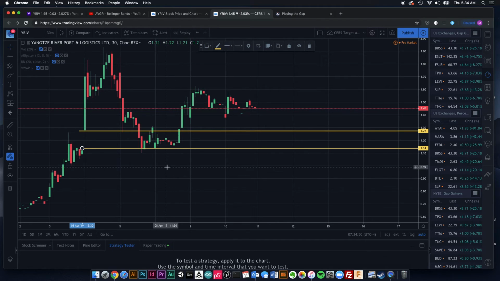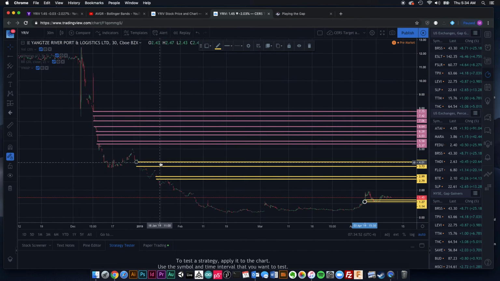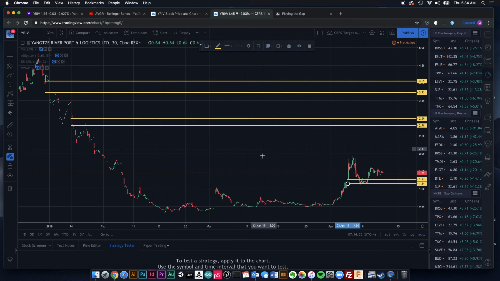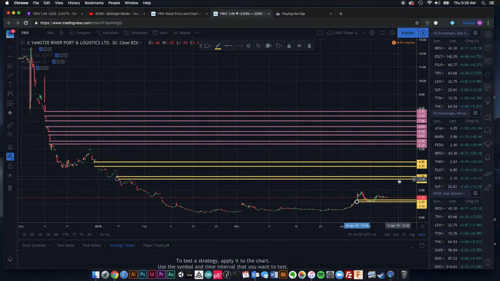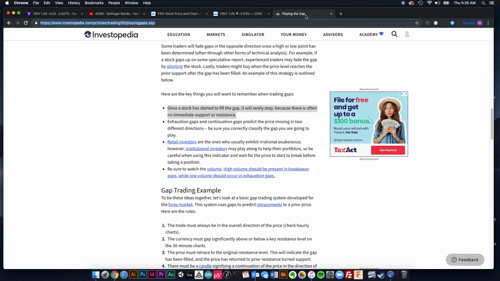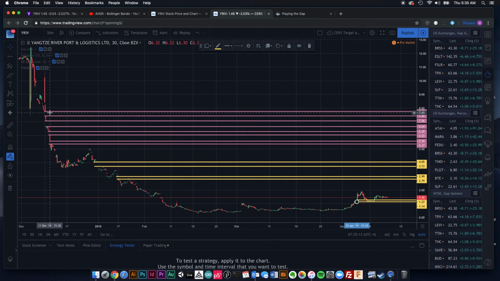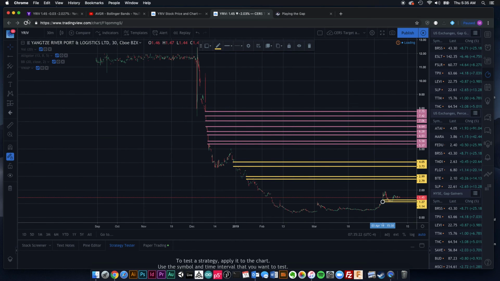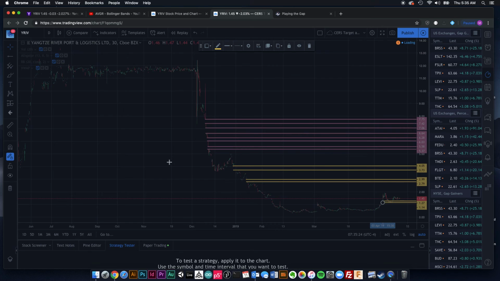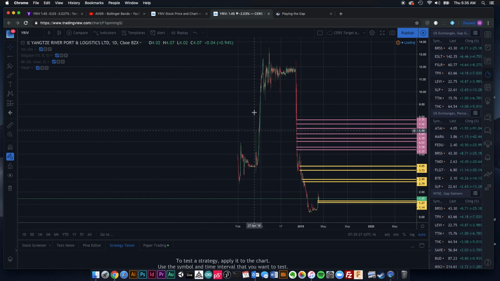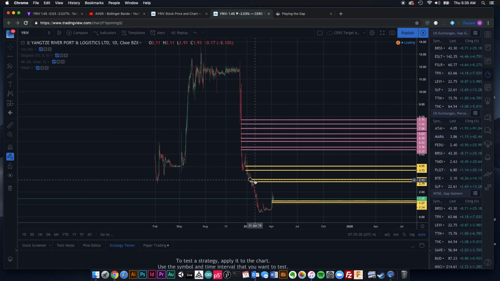That's my personal opinion. And I think that if you back out once again, look at all these gaps I drew. If this price action reaches these gaps, it will rocket straight through it. And the reason why is if you're playing gaps, once a stock has started to fill a gap, it will rarely stop because there's often no immediate support or resistance. And that's the play that we're making here. We're looking for a stock that has taken a huge dive, and in so doing has created a ton of gaps, and therefore no resistance once the stock recovers. And that's why, if you look at Yangtze on the daily chart, you'll see these massive rises in recovery after shorts. So good thing to keep your eye on.